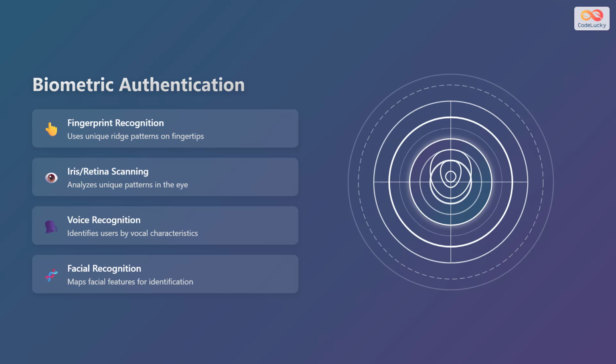Fingerprint recognition uses the unique ridge patterns on fingertips to identify individuals. Iris or retina scanning analyzes the unique patterns in the eye. Voice recognition identifies users by their vocal characteristics. And facial recognition maps facial features for identification.